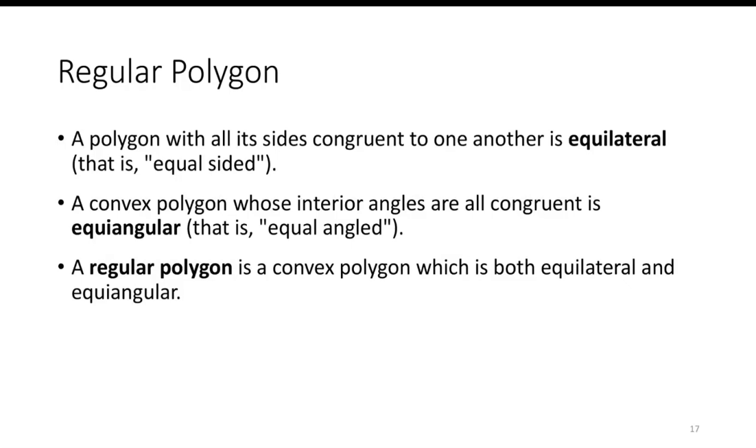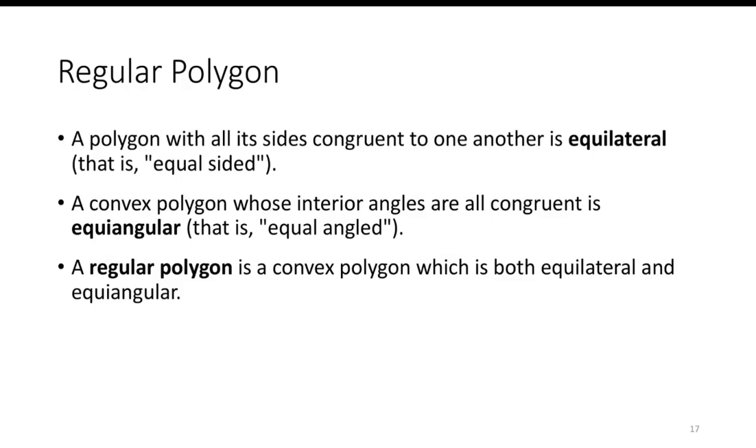A polygon with all its sides congruent to one another is equilateral. That is, equal and lateral, sided, so equal sided. A convex polygon whose interior angles are all congruent is equiangular. So equi is equal, angular is angled, so equal angled.